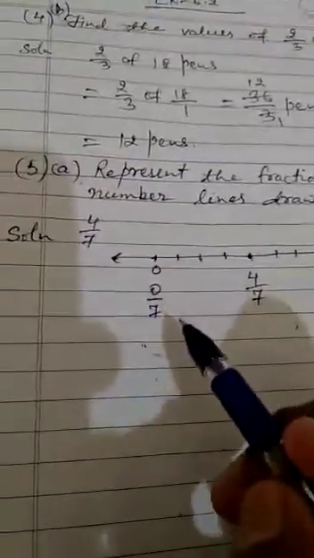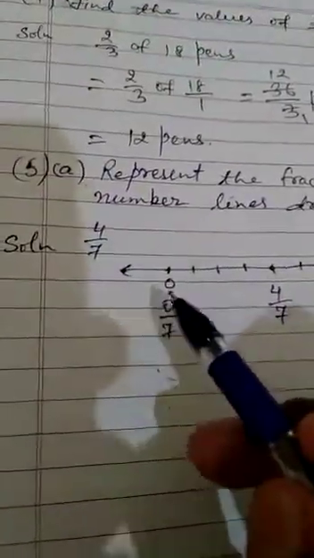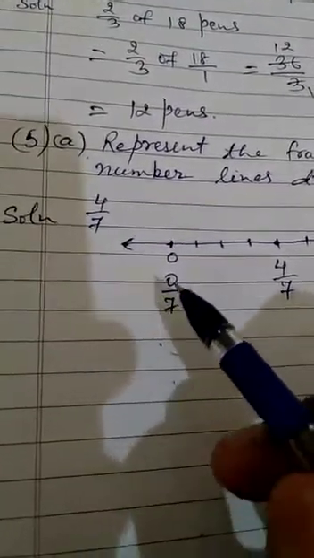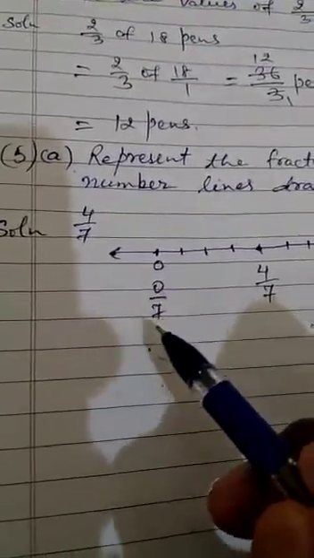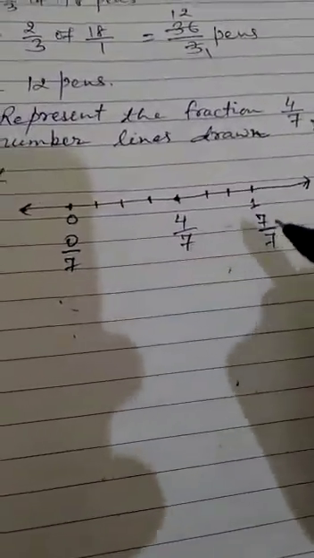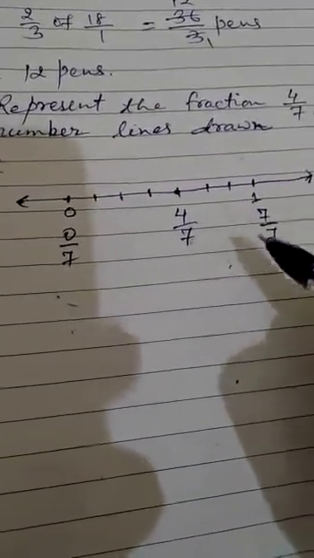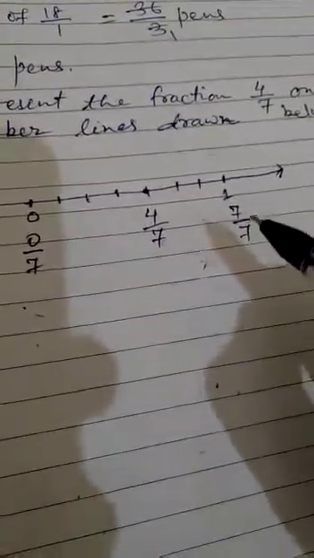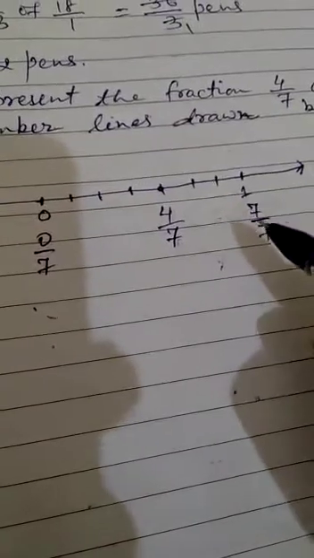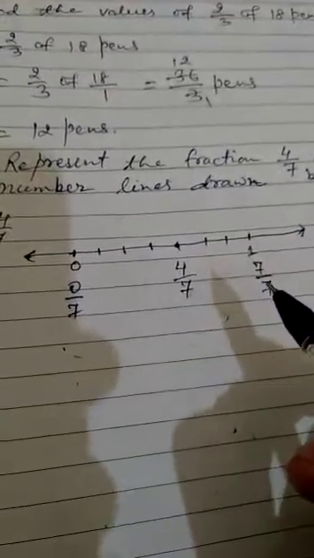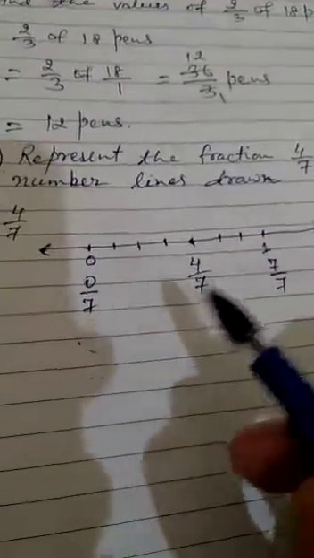Now next what will you do? The denominator is 7. So 0 you will convert into denominator 7. So 0 you can write as 0/7. And 1 you will also write as denominator 7. So how will you write 1 with denominator 7 and equivalent to 1? So we know that if numerator and denominator are the same, then it is equivalent to 1. So we will write here 7/7. Now we will divide 0/7 to 7/7 into 7 equal parts.